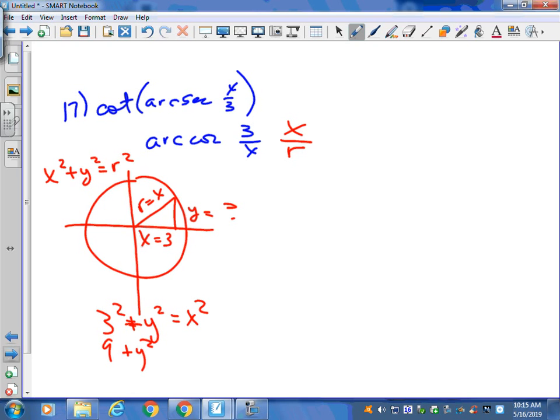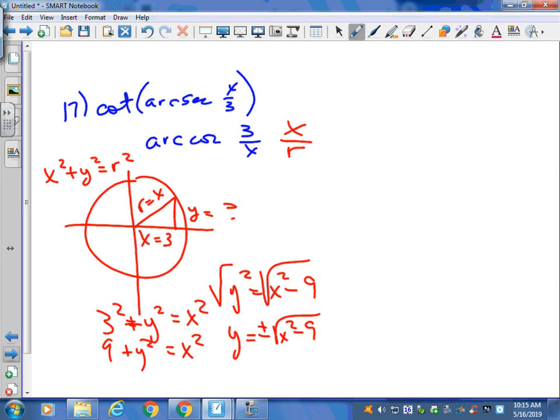So 9 plus y squared equals x squared. So you're going to solve it for y. So y squared equals x squared minus 9, because you're going to move the 9 to the other side. And then you're going to square root it. Now when you square root it, that puts a plus or minus on it. That makes it plus or minus the square root of x squared minus 9.